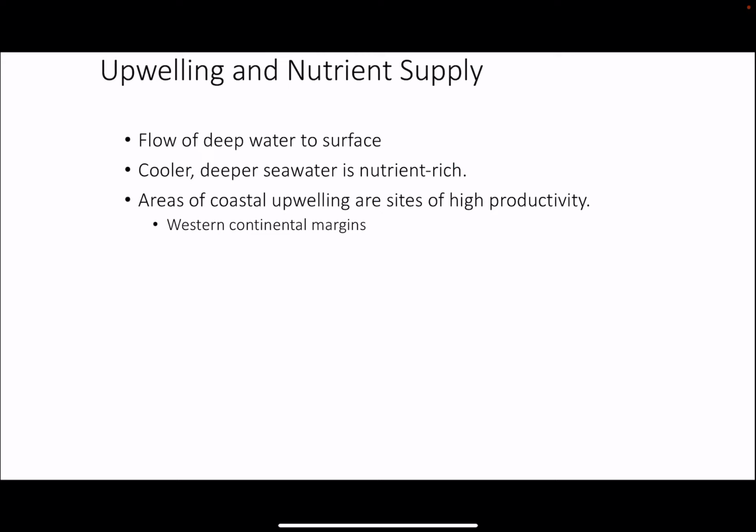So that's what upwelling does, is it takes cooler, deeper seawater that's nutrient-rich and brings it to the surface. And so anywhere that you have upwelling, which happens along the equator as well as along the coast, are areas of high productivity.